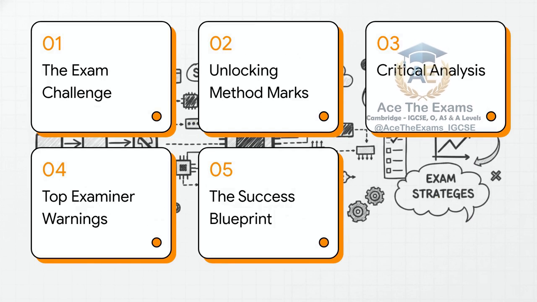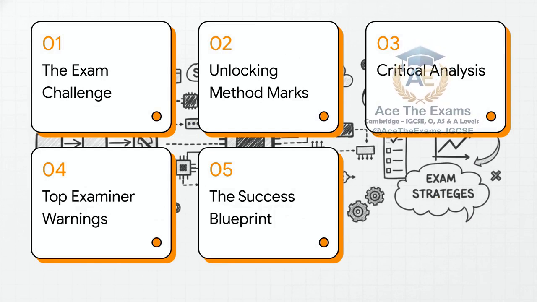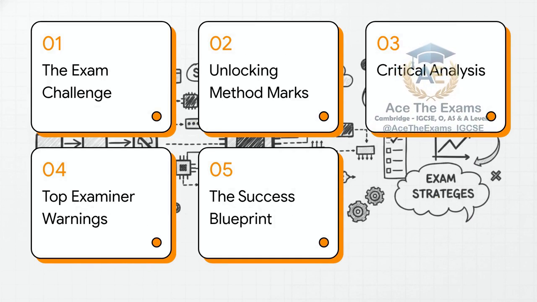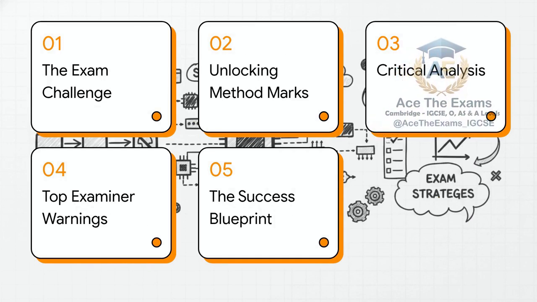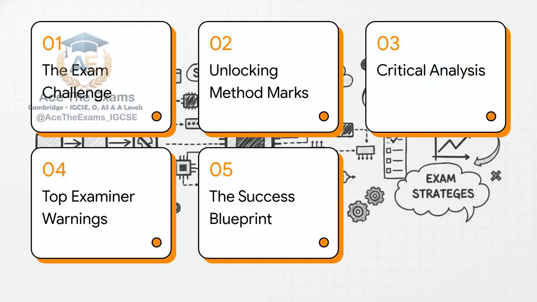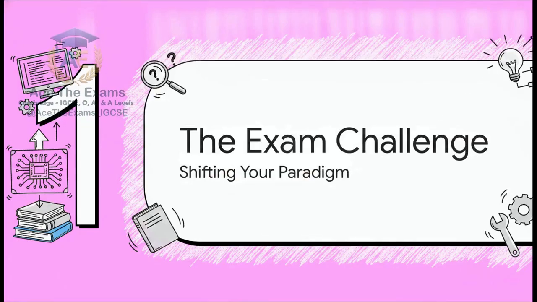Here's a quick look at our roadmap for today's explainer. First up, we'll look at the exam challenge. Second, unlocking method marks. Third, the deconstruct, solve, evaluate framework. Fourth, top examiner warnings. And finally, we'll wrap up with the success blueprint. Starting with Section 1, the exam challenge.